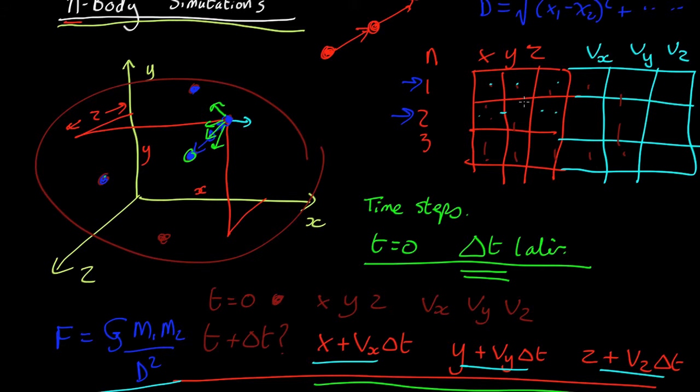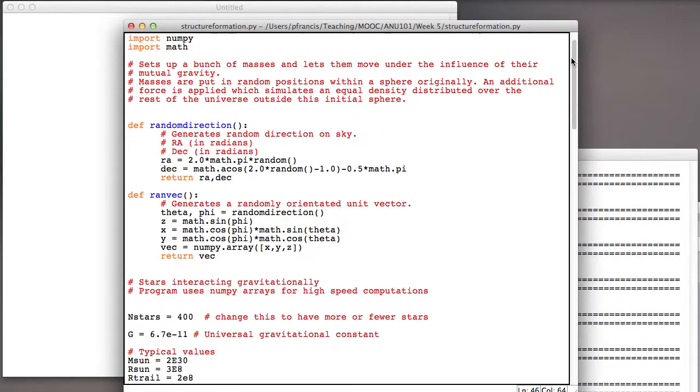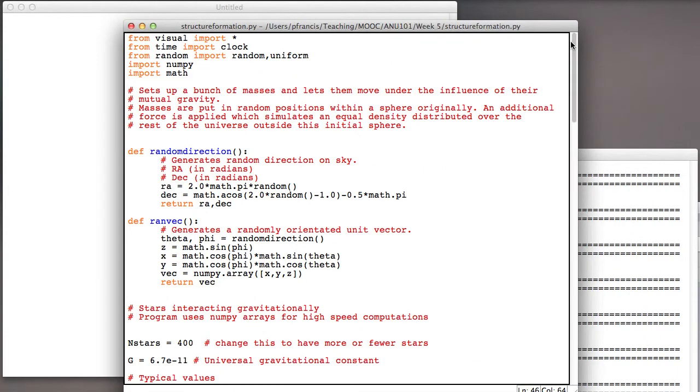Now I've put together a simple code to show you that using the Visual Python library. Let's have a look at that. You can take this code and edit it yourself. Hopefully it's well commented enough. This is going to simulate a spherical region of the sky.